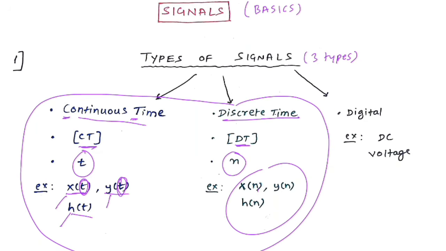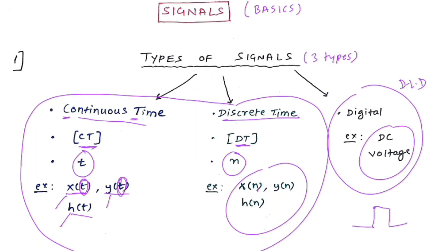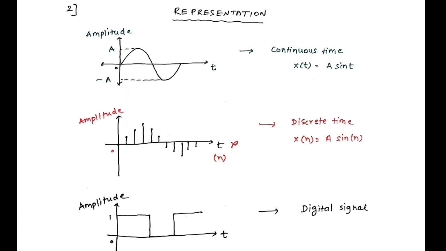Then we have the digital signal. This signal is used in digital logic design. Many times you have seen this signal as the 0 volt, 1 volt output. So this is the digital signal, and an example is the DC voltage. Now let's move forward to the representation of these three signals.